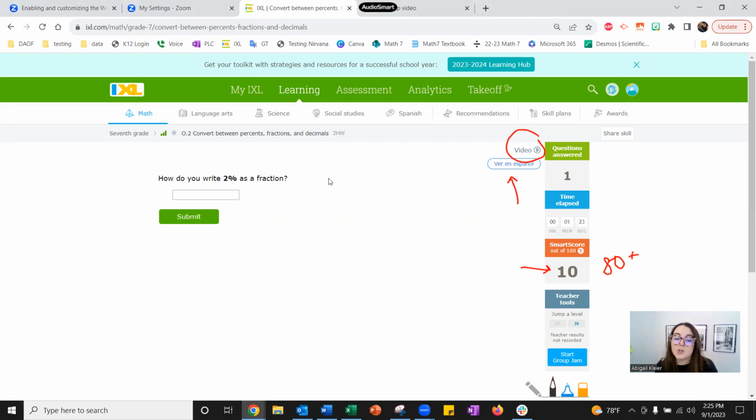This next question says, how do you write 2% as a fraction? So again, we're going to take 2%. And remember, if we're ever going from percent to fraction, we have to convert to decimal first. So 2% as a decimal, again, moving that 2 spaces, 1, 2, plot the point. So 2% is equivalent to 0.02.